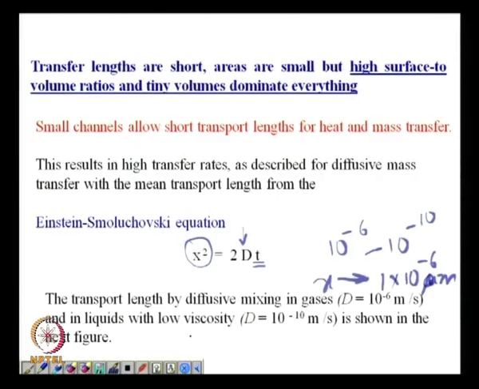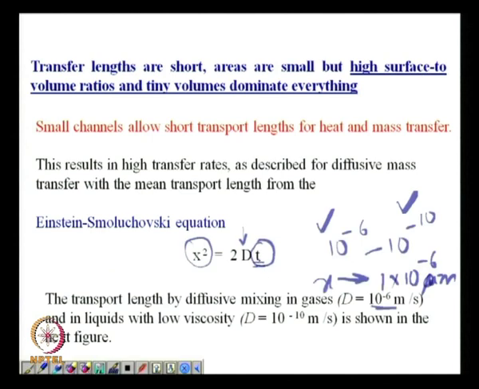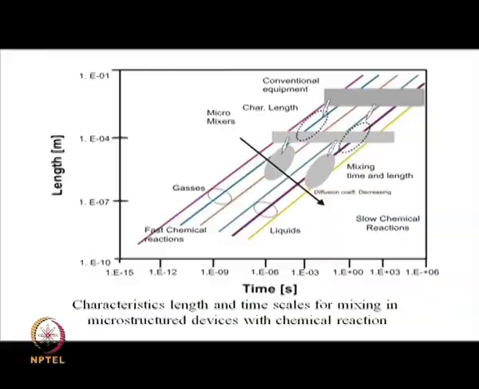So, what you see then is that the result gives you a very small value of the time scale. The transport length by diffusive mixing, for gases the diffusion coefficient is 10 to the power minus 6, for liquids it is 10 to the power minus 10, and this would give rise to a very small value of the time scale of the transformation frequency, which is connected with the property of the system. So, the diffusion coefficient and the transport length govern what will be the time scale of the process, and we can see that the time scale of the process is going to be very small.